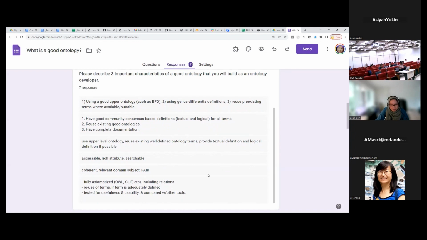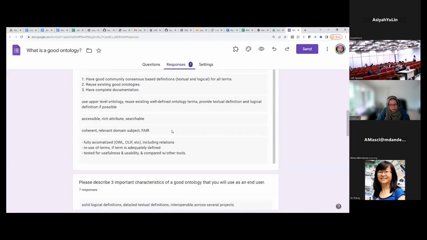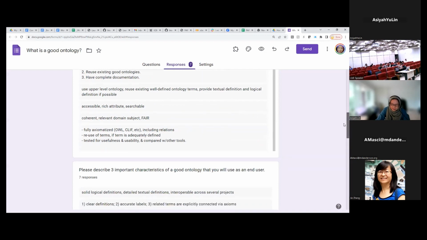So now these two answers are a little bit different. It says accessible, rich attributes, searchable, and coherent, relevant, domain, subject, and FAIR. So I suppose that they were looking at the FAIR principles that we asked them to look at. And the last one is axiomatized, and including relations for the definitions, I suppose, and then reuse, and then testing for usefulness, usability, and compared with other tools.